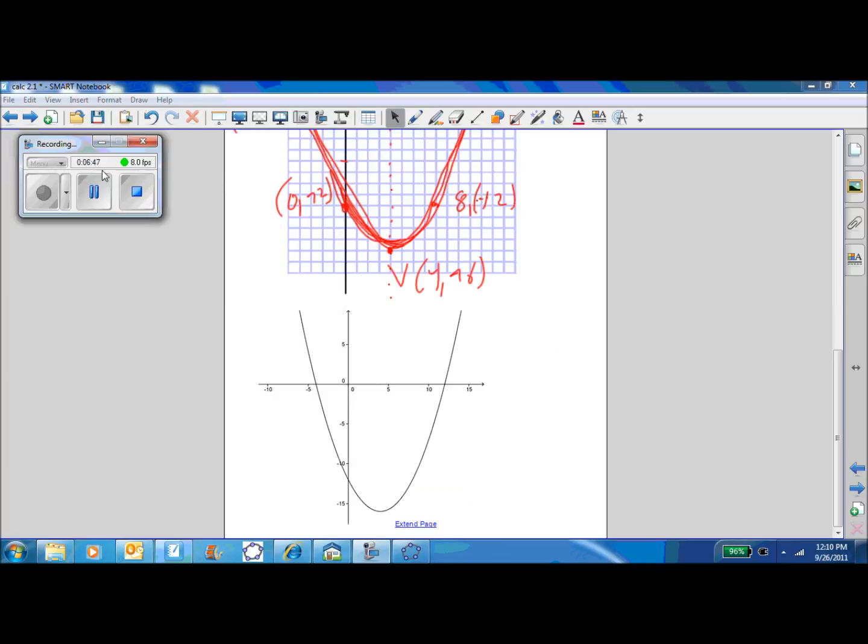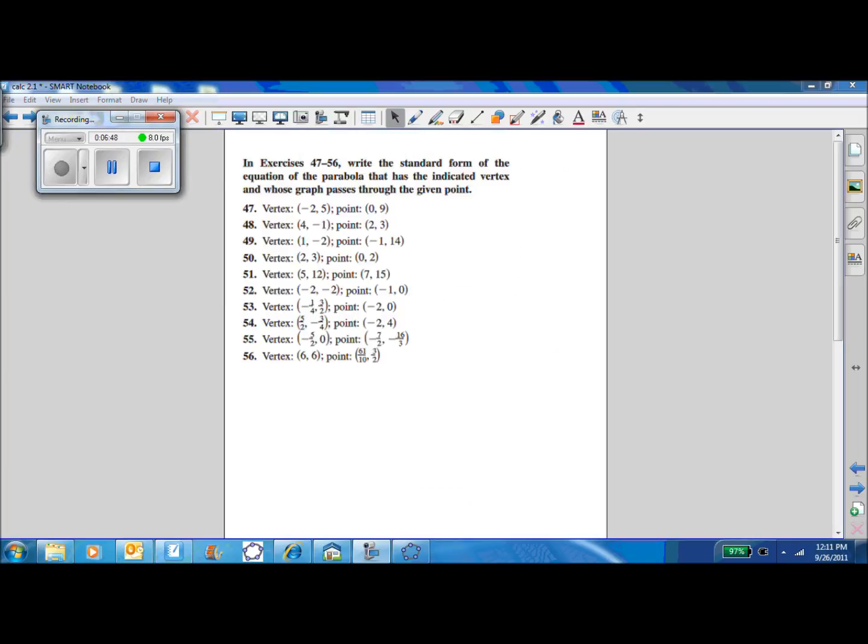Okay, next. Now let's try doing a problem where we actually create the equation of the parabola from given information. Here, the vertex at (-2, 5), and a point at (0, 9). So here on 47, we got the vertex is (h, k). So h equals -2 and k equals 5. So we're pretty much set here.